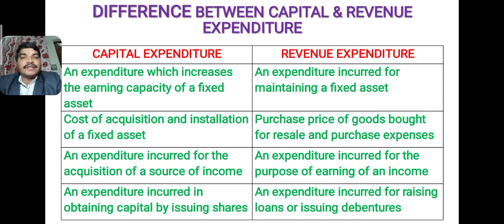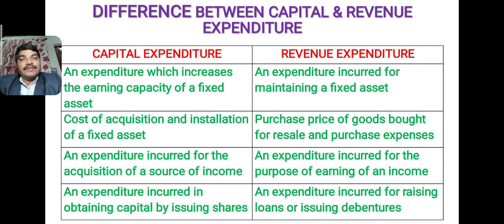The next difference is an expenditure incurred for the acquisition of a source of income. Acquisition of a source of income happens once in nature, so such expenditure is treated as capital expenditure. On the other hand, in revenue, any expenditure incurred for the purpose of earning an income. Earning income is a day-to-day activity. Every business's primary motto is earning income. So any expenditure incurred to earn the income is treated as revenue expenditure.